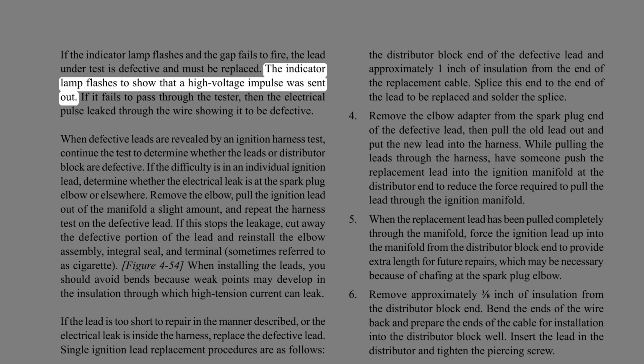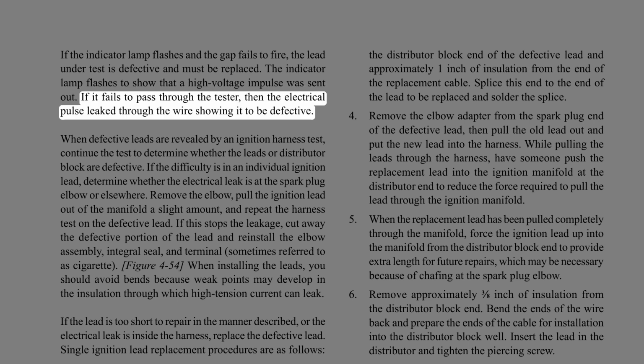The indicator lamp flashes to show that a high voltage impulse was sent out. If it fails to pass through the tester, then the electrical pulse leaked through the wire, showing it to be defective.